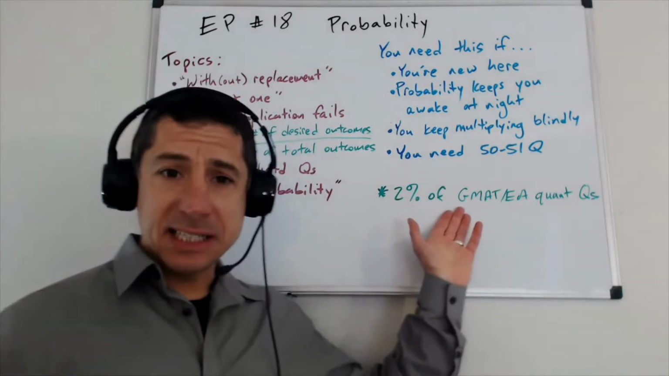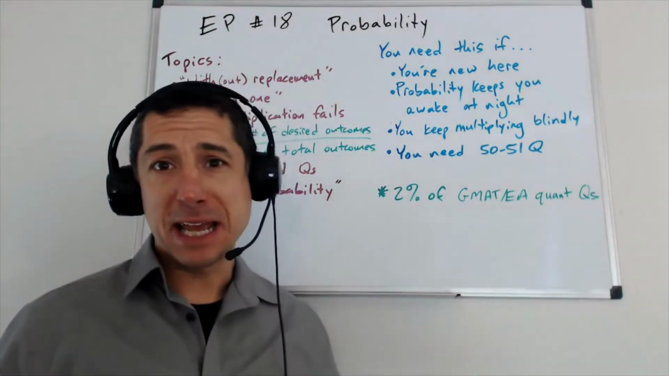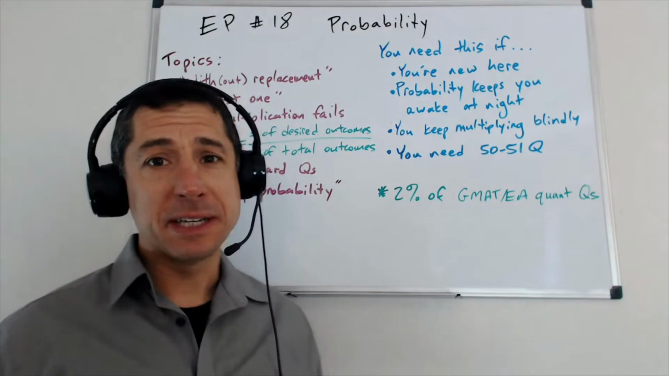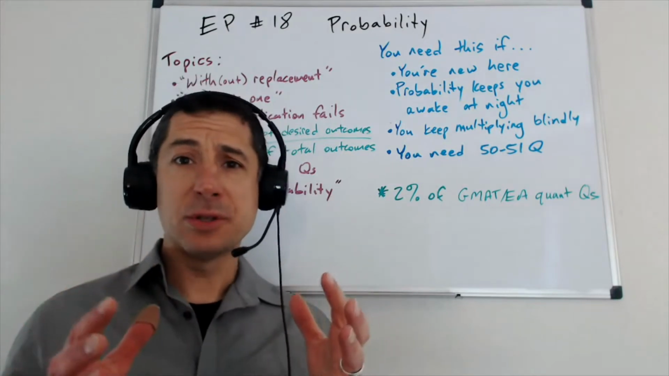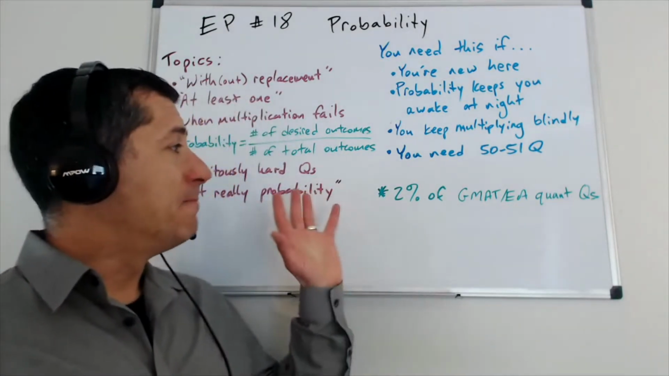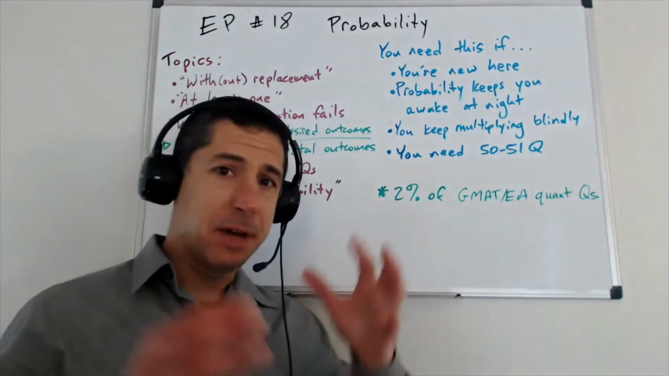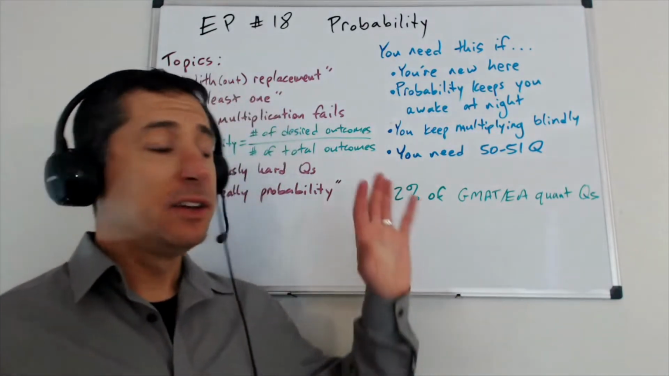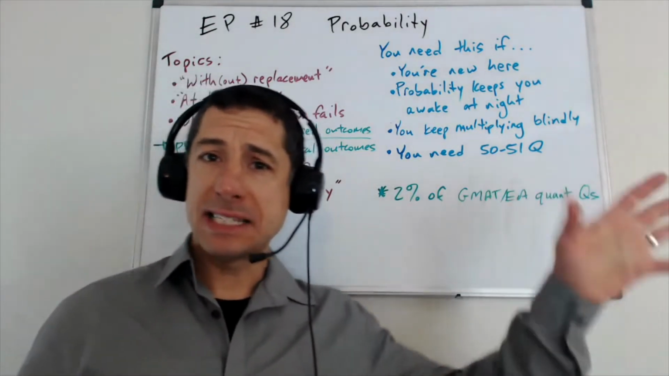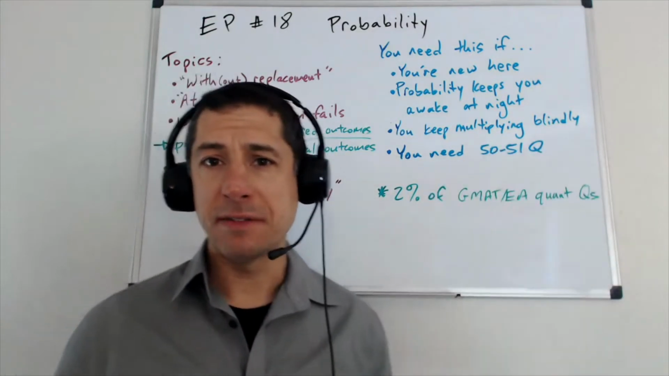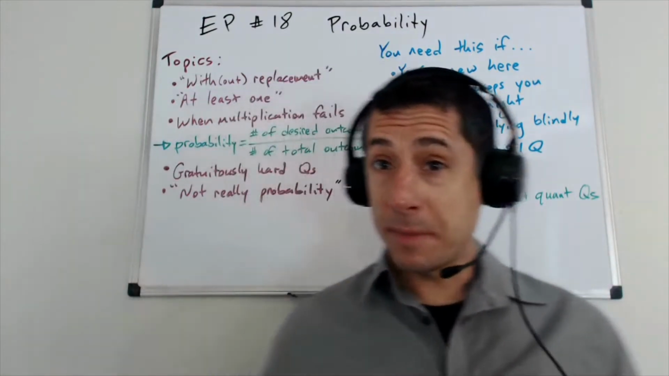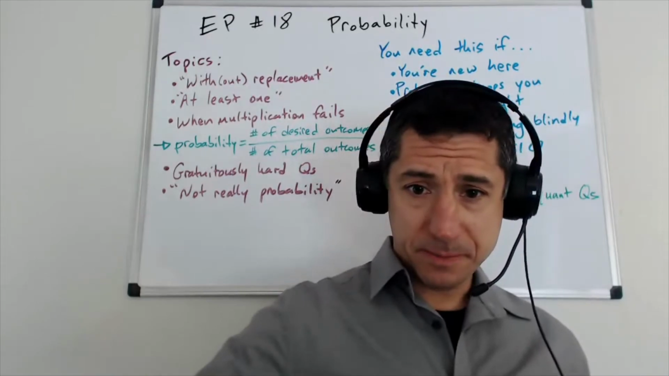And again, can't emphasize this enough. Only about 2% of your GMAT and EA questions on the quant are going to be probability. So this isn't something that's worth losing a ton of sleep over. Again, if you're going for something like a mid 40s or below score on the GMAT, first half's going to be great for you. Last half of the video going to be more for those of you who are high flyers. All right, with that, we'll warm you up with our first question.